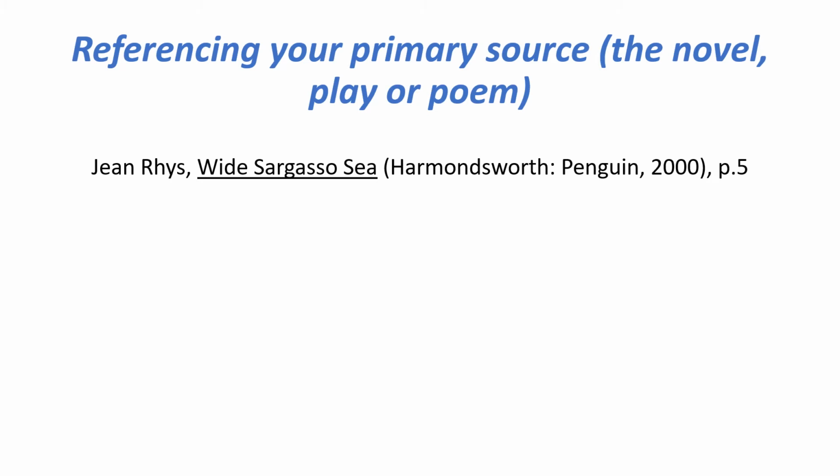So this is how to reference your primary source. It might be the novel, it might be a play, it might be a poem. You start off by putting your author's full name. So we have Jean Rhys here. The next thing that you include is the full title, and you underline your full title to indicate that that is the title of the work. In brackets then, after that, you have the publication information, and as I've said, you can find this on the flyleaf of the book that you're looking at, so on the reverse of the title page.